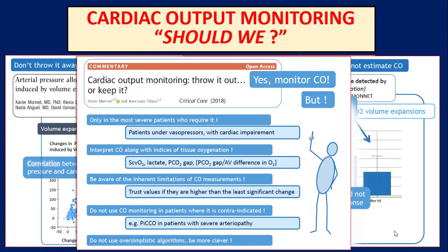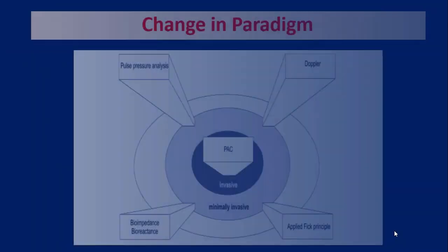Do not use cardiac output monitoring in patients where it is contraindicated, like in patients with severe arteriopathy. If peripheral vascular disease is there, then the radial artery may not be a very correct site, and all the parameters like PiCCO, whatever we are using, FloTrac we are using through the radial artery, the vascular tone is changing, so they may not be correct. And do not use over-optimistic algorithms. Be clever, use your clinical sense as well.